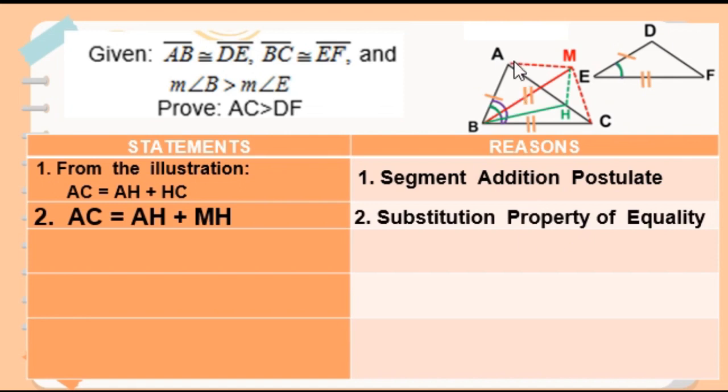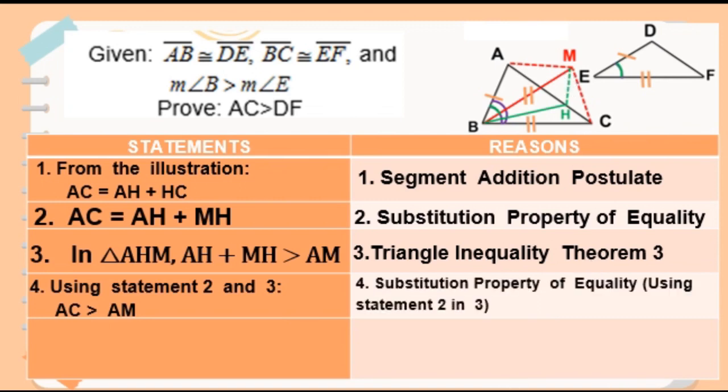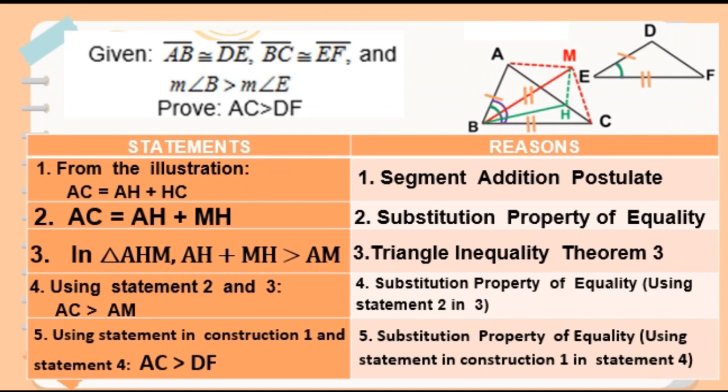So in this given triangle AHM, we know that AH plus MH is greater than AM. And the reason is triangle inequality theorem number 3. So using statement number 2 and statement number 3, we can say that AC is greater than AM. The reason is substitution property of equality using statements 2 and 3. So using the statement in construction number 1 and statement number 4, we can prove that AC is greater than BF. The reason is substitution property of equality using the statement in construction 1 and statement number 4.